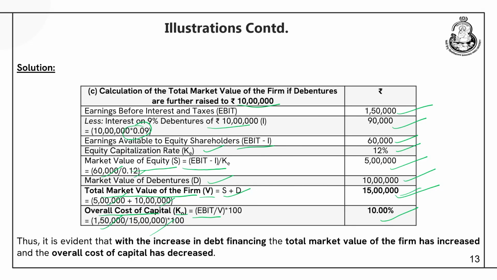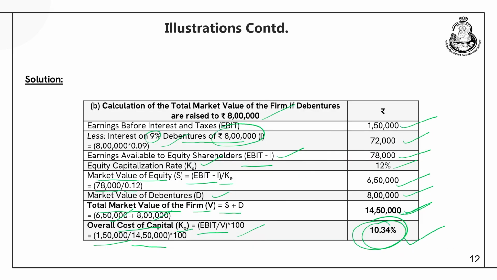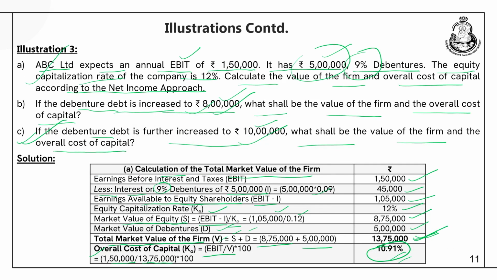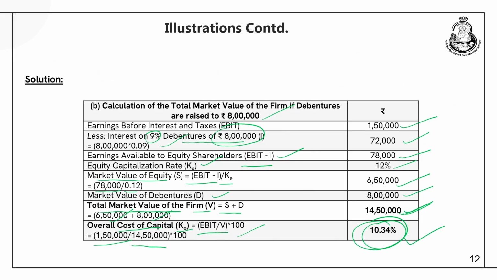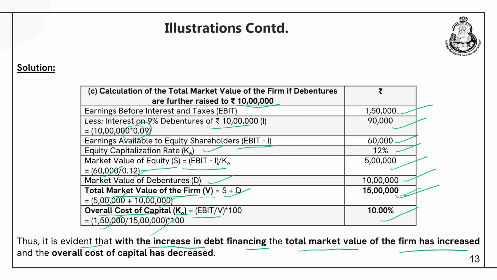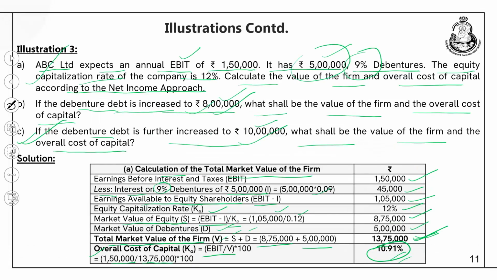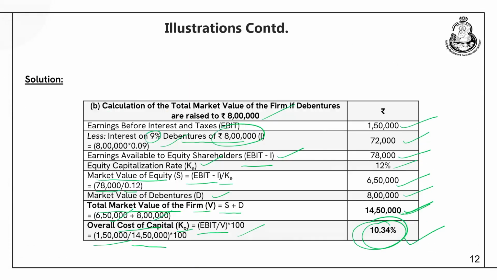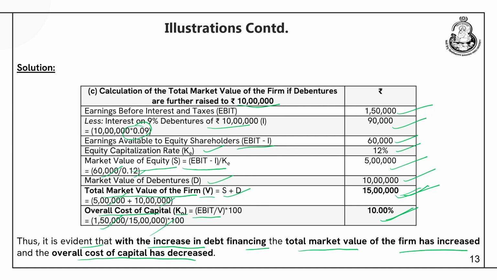If we try to sum up, it is evident that with the increase in debt financing, the total market value of the firm has increased. How has it increased? From 13,75,000 to 14,50,000 to 15 lakhs. And the overall cost of capital has decreased. How has it decreased? From 10.91% to 10.34% and finally to 10%. So, we can say that it is getting reflected in the questions as well.